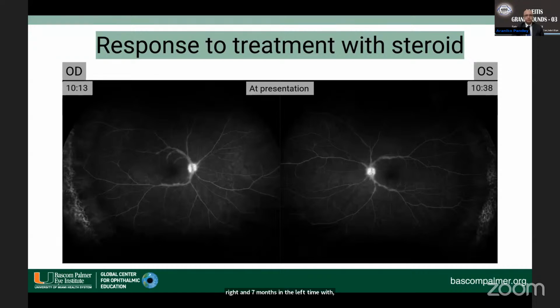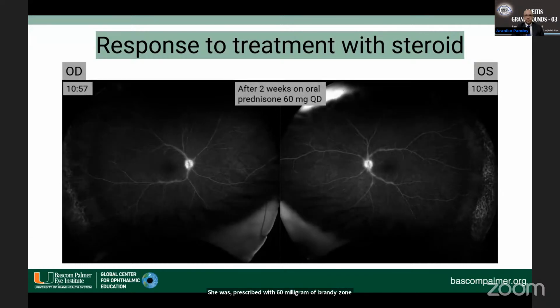This is after 9 months in the right eye and 7 months in the left eye, with reappearance of the lesions. This is another case of a female patient with birdshot presenting with vascular leakage of the large vessels seen in this FA picture at the time of presentation. She was prescribed 60 milligrams of prednisone, and this is the FA after 2 weeks on prednisone, where you can see a decrease in the vascular leakage.